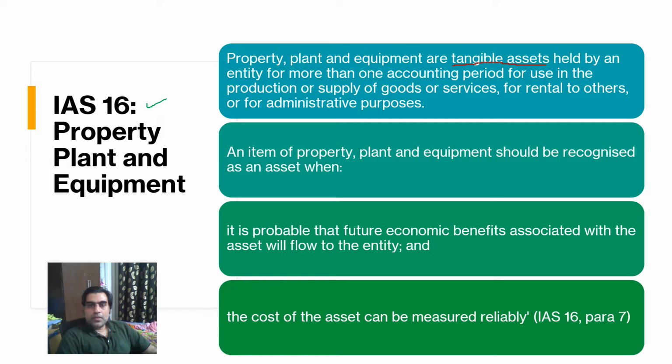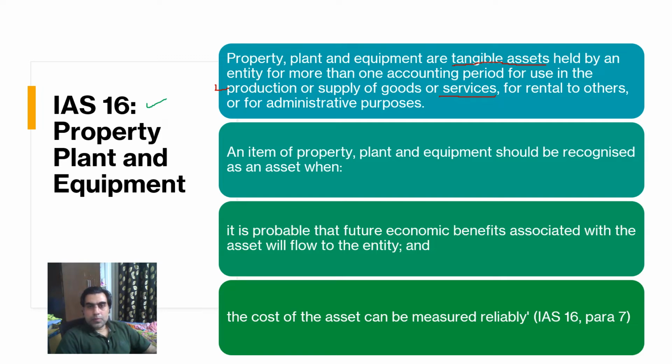For use in the production, like machinery, or supply of goods and services, like vehicles for rental to others. Examples may be a JCB that you may have to provide on rent. Administrative purpose, it may be computers for the staff. So all these will come under property, plant and equipment.